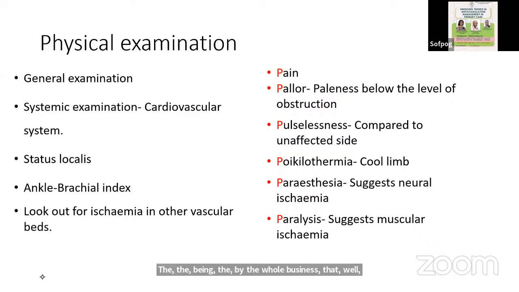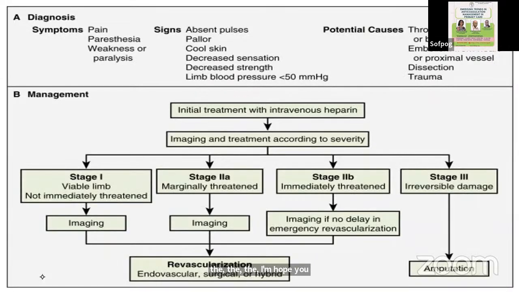If you have a handheld Doppler in your consulting room as a family physician, you can determine the ankle-brachial index, which will give you an idea of the degree of arterial occlusion that the patient may have.